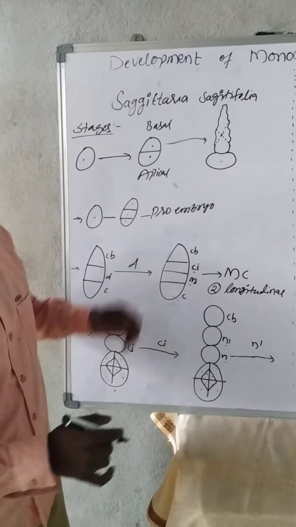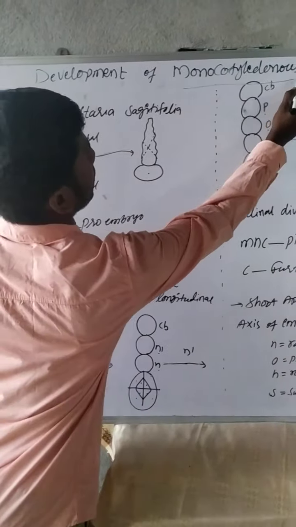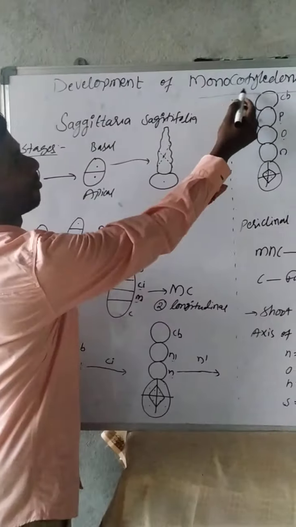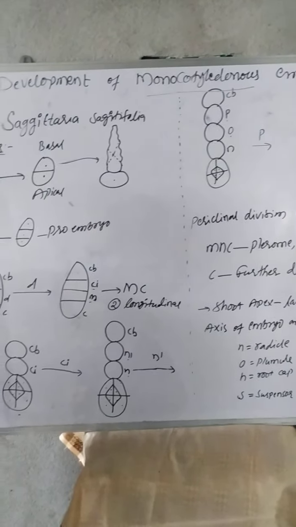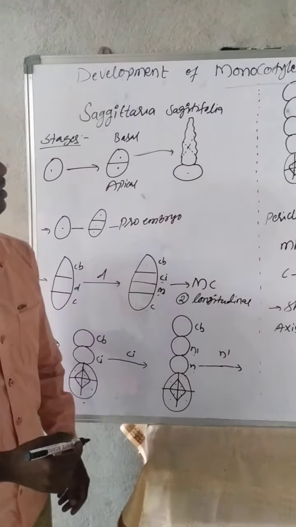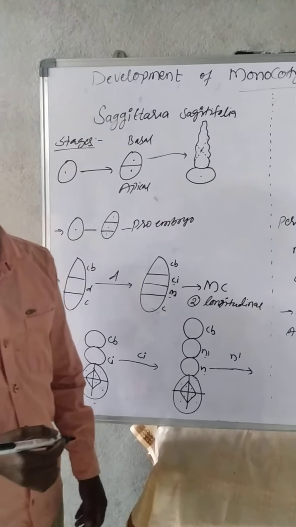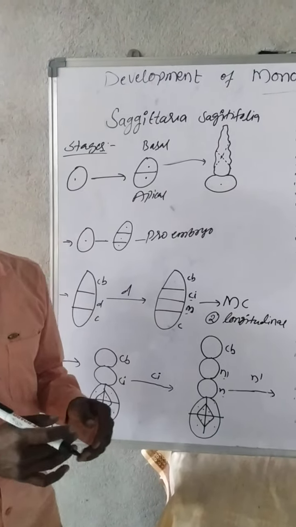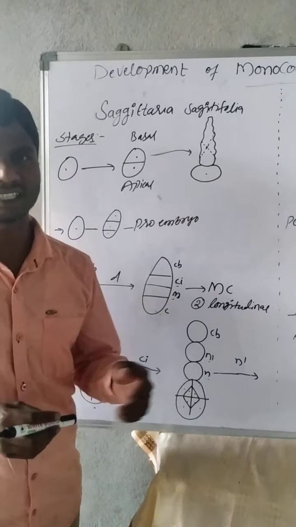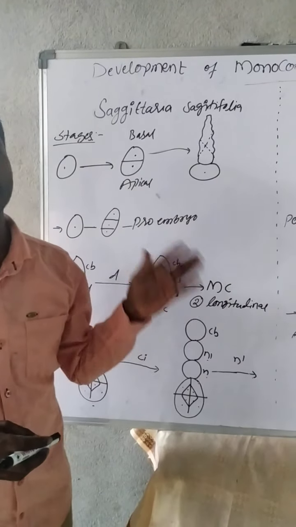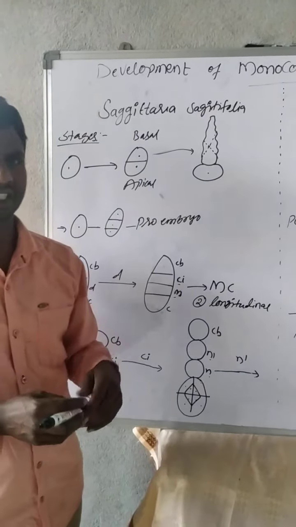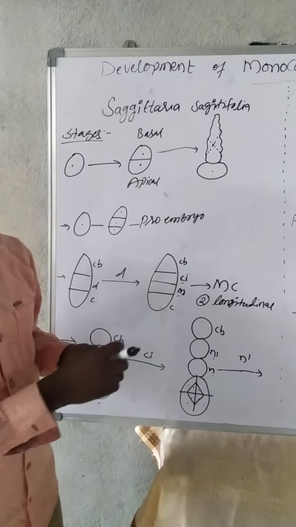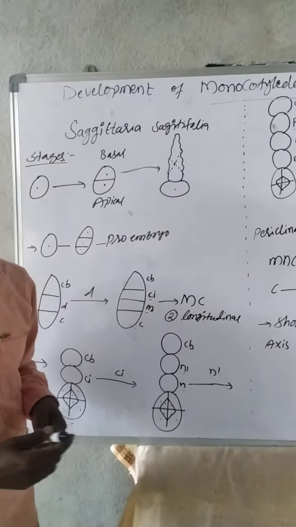So today we are going to discuss the development of the monocotyledonous embryo. Dicotyledons are already completed, and this is monocotyledon embryo development. The development of the monocot embryo is normally equal to the dicotyledon embryo up to the formation of the octant stage. In dicotyledon embryo development we discussed the octant stage and quadrant stage. Up to the octant stage, the monocotyledon embryo is similar to the dicotyledon embryo.